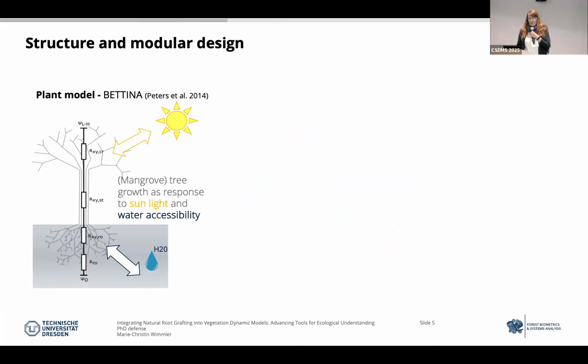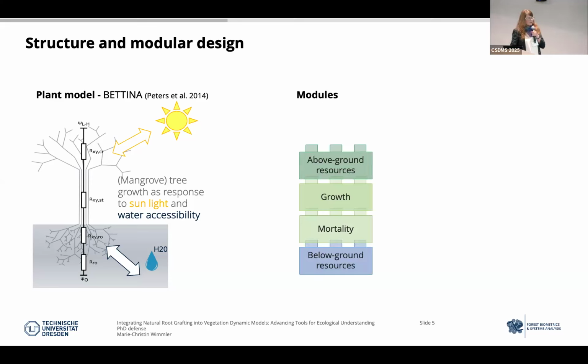Okay, so let's take a closer look at the first design principle, modularity. In PyManga, everything is centered around the individual plant and its resource availability. This is a simple picture of the original model developed in our group that simulated the growth of mangrove trees in response to the availability of resources below ground and above ground, which are quite often light and water. And in PyManga, processes like plant growth, mortality, and resource availability are all described in separate modules.